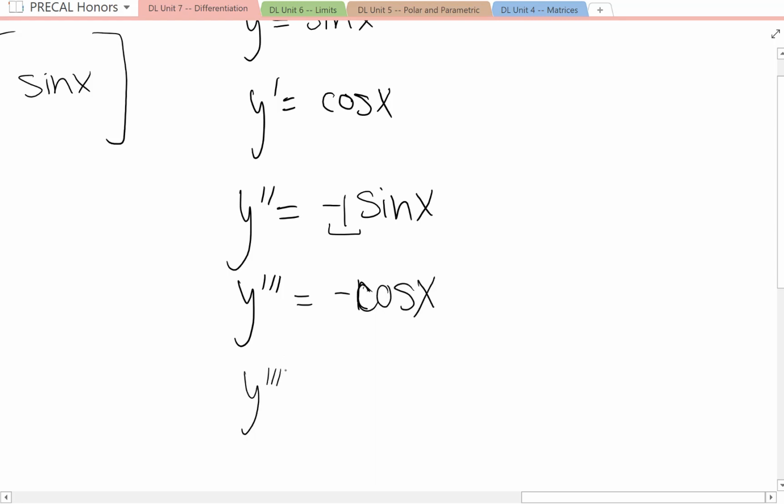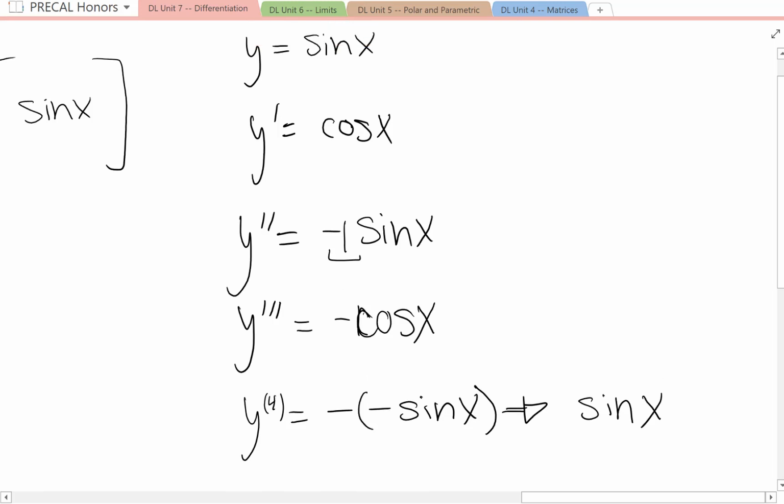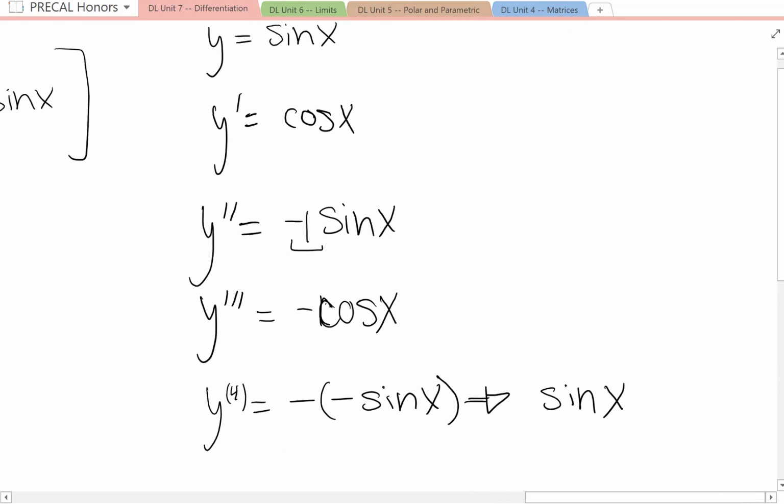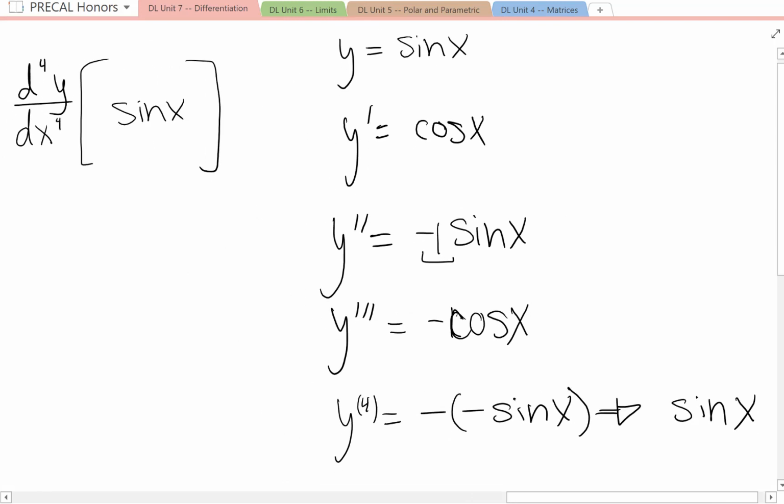And y, the fourth derivative of y, is negative cosine x. Okay, so the derivative of cosine x is negative sine, and that would be negative sine x, which is just positive sine x. So the fourth derivative of sine x is sine x. Interesting.